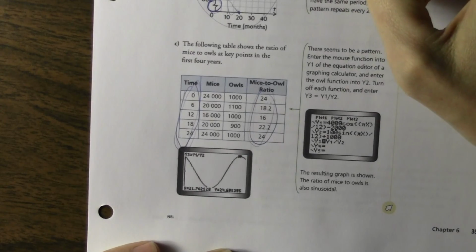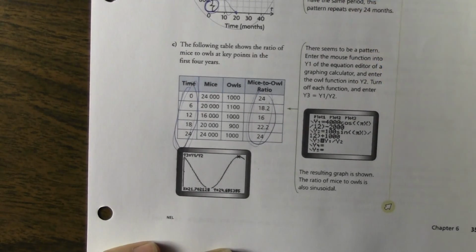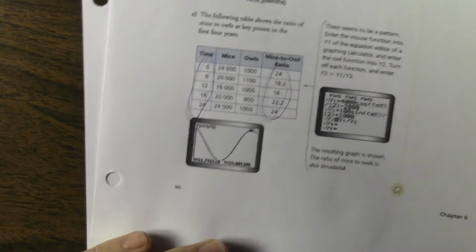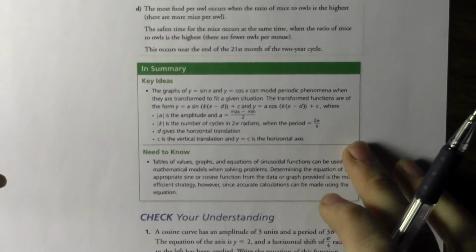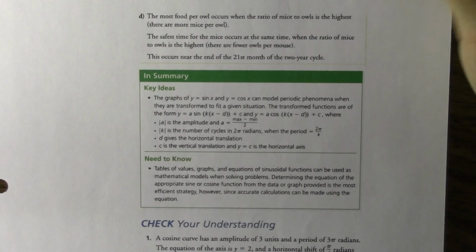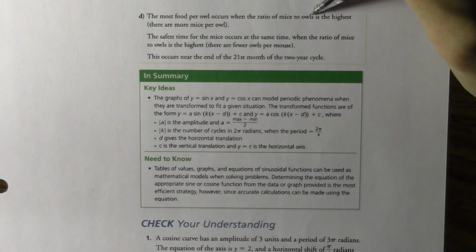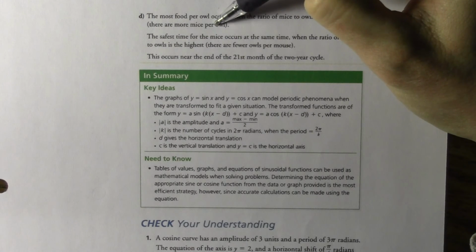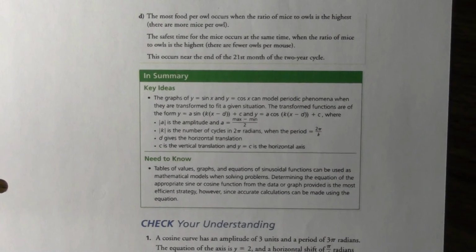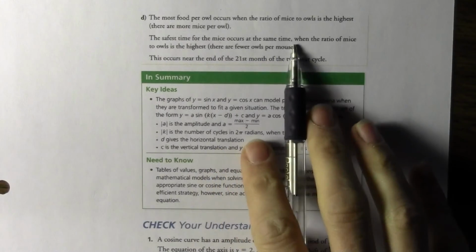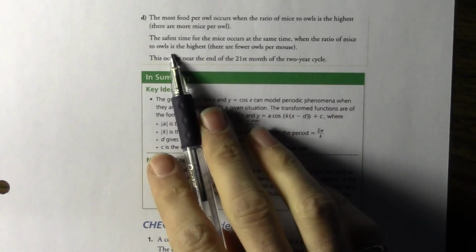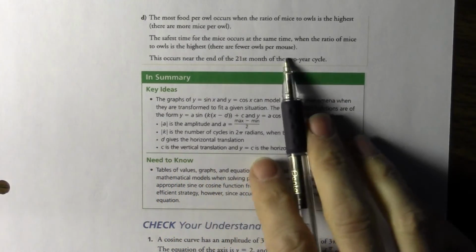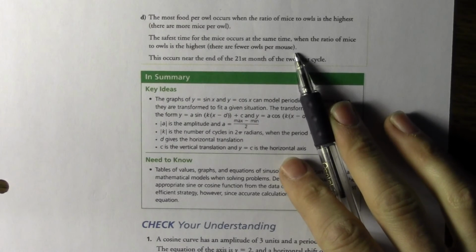All right, last one. When is there the most food per owl? When is it safest for the mice? So this is pretty straightforward. The most food per owl occurs when the ratio of mice to owls is the highest. There are more mice per owl. Obviously, there's the most food when there are all mice around. The safest time for the mice occurs at the same time, when the ratio of mice to owls is the highest. There are fewer owls per mouse.